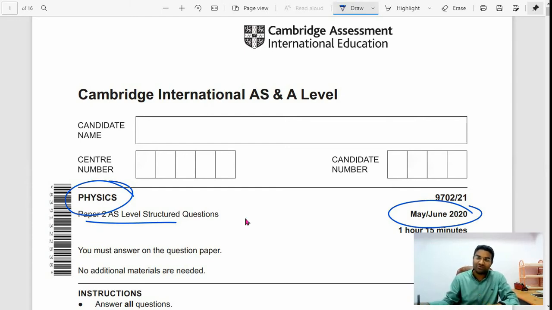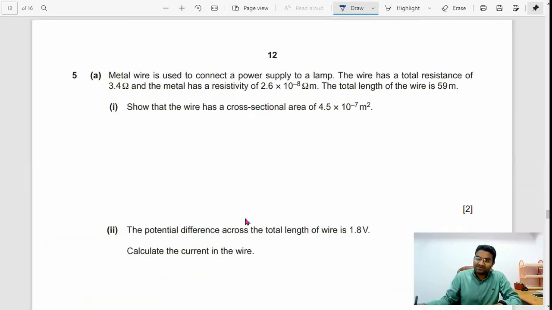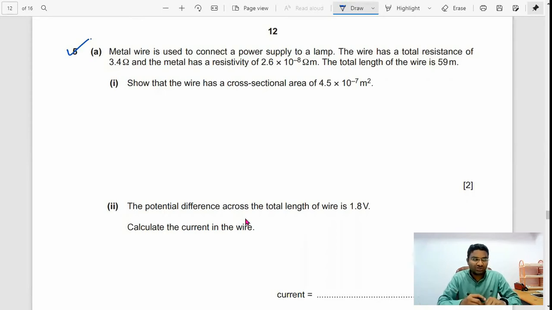Today we are going to look at one of the interesting questions from the May-June 2020 physics paper. Okay, we'll directly move towards the question. This is the question that we have to discuss today. It's a question from your current of electricity chapter. Okay, this is the fifth question.